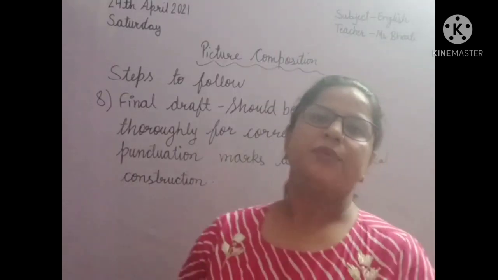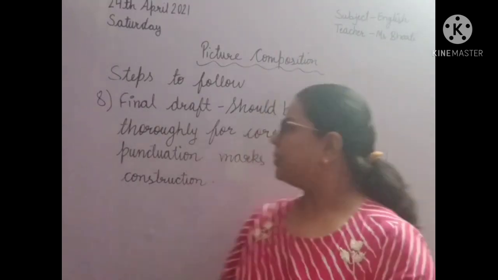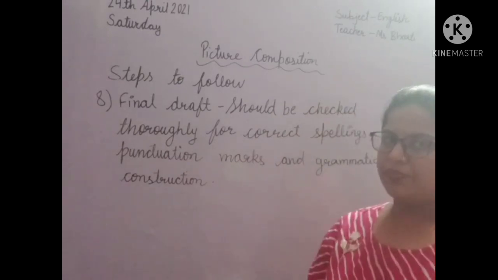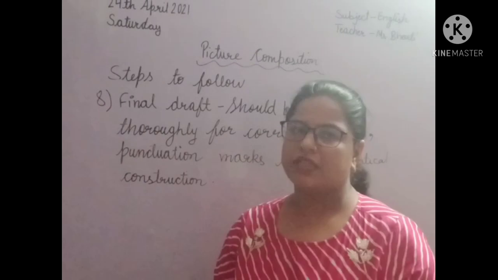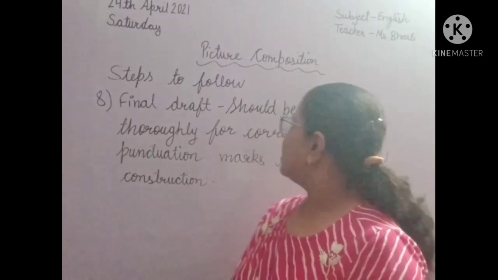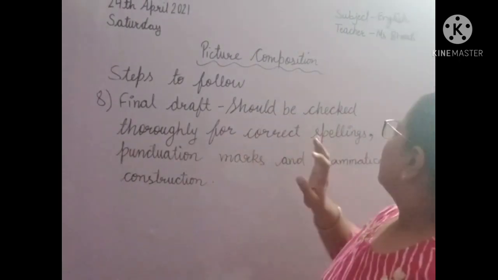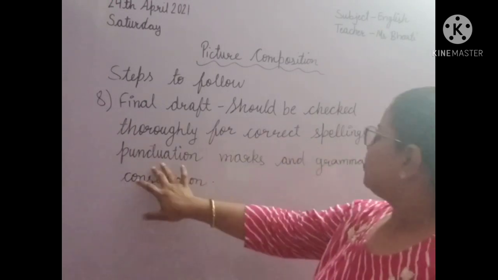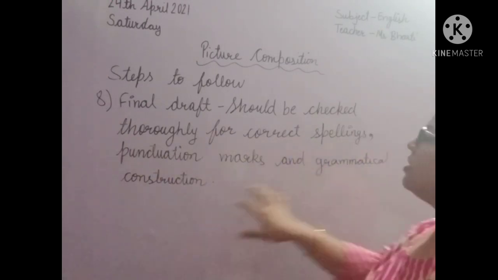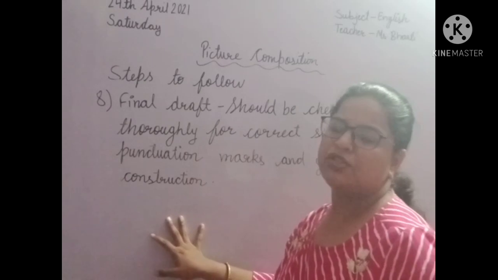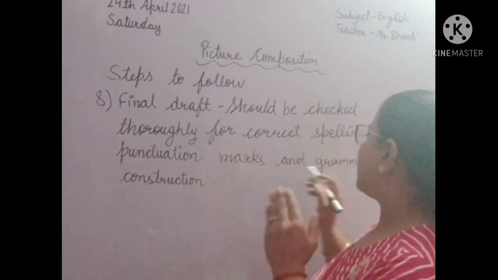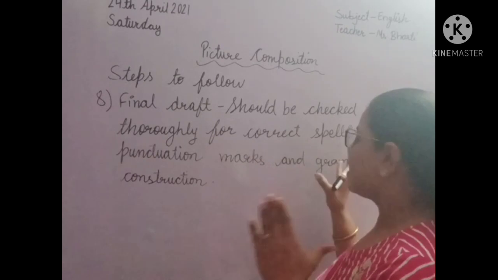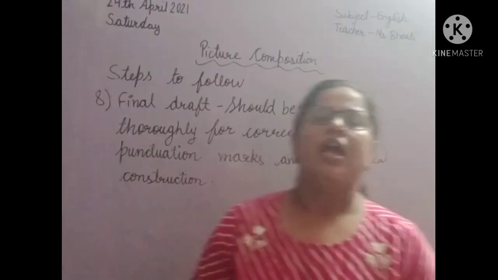In the list of steps to be followed, the last step is the final draft. Before submitting the final draft, certain things need to be checked. We should check the spellings, punctuation marks and grammatical correctness before the submission of the final draft, so that if there are certain grammatical mistakes, punctuation mistakes or spelling mistakes, they can be corrected.